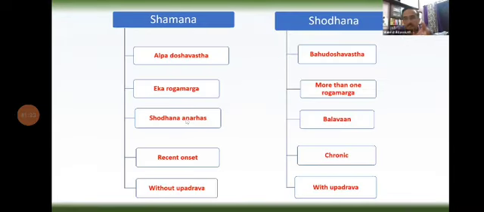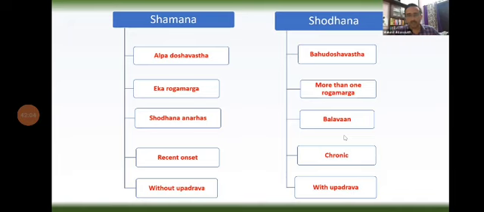Then the next question that will come to your mind is how to differentiate between Shamana and Shodhana. There are a lot of indicators that you can use to decide whether you should go for Shamana or Shodhana. For example, Alpa Dosha, Eka Roga Marga, Shodhana Anarha patients, recent onset disease without Upadravas, you can go for Shamana therapy. But if it is a Bahudosha Avastha, more than one Roga Margas are involved, Malavan patient, chronic disease with Upadrava, you can go for Shodhana.